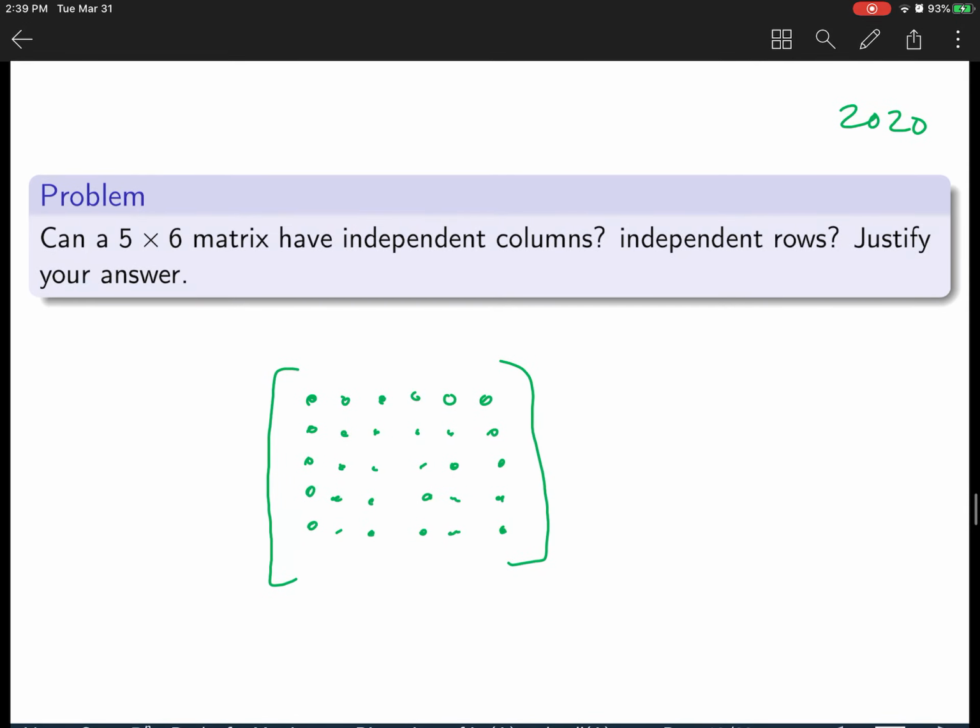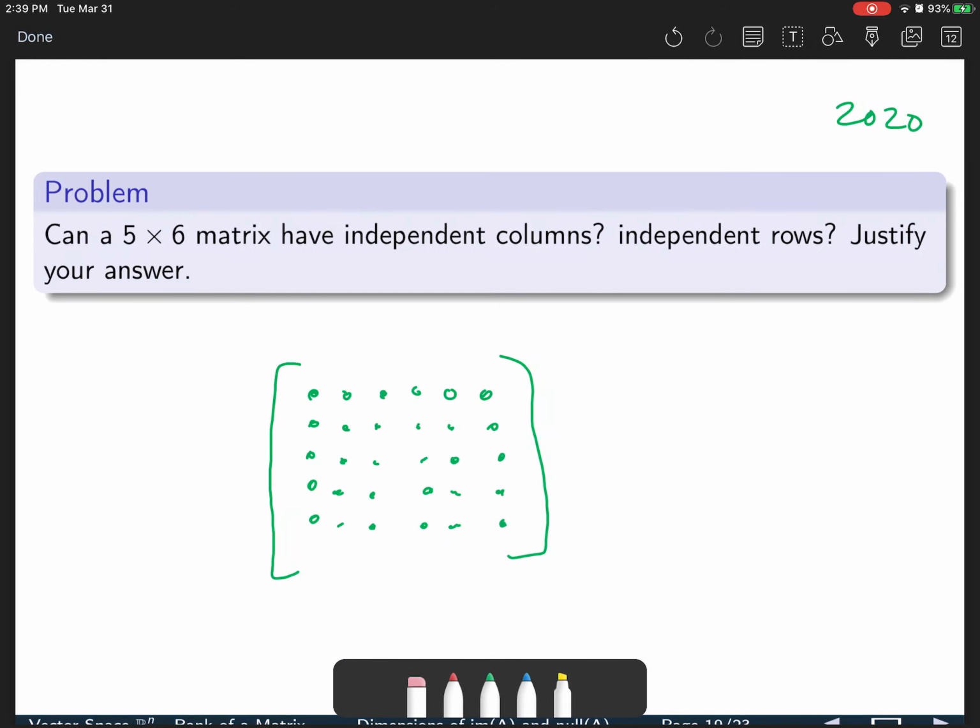A couple questions like this. Can a 5x6 matrix have independent columns, independent rows? Justify your answer. Okay. So let's go ahead and take a look at the columns first. This is a 5x6 matrix, so we've got 5 rows and 6 columns.